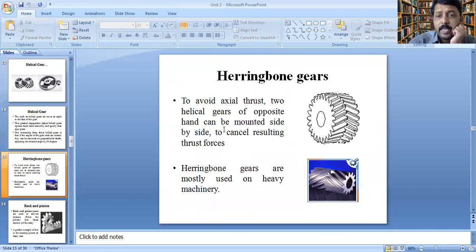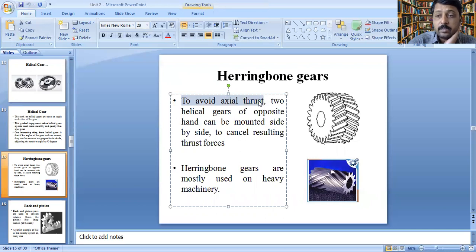The third type is herringbone gear. Now you can see this diagram or picture over here. These gears are two helical gears combined together. One is clockwise, one is anti-clockwise. Now, where are these types of gears used? To avoid axial thrust. When axial thrust is coming, two helical gears of opposite hand, that is right hand and left hand, can be mounted side by side. We can mount these gears side by side, which results in canceling the thrust.